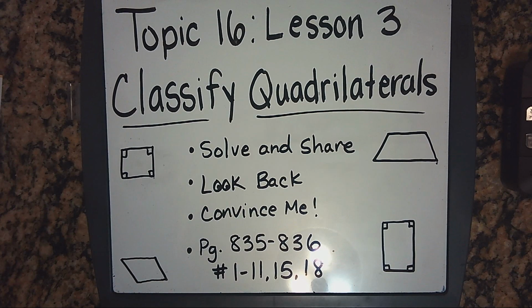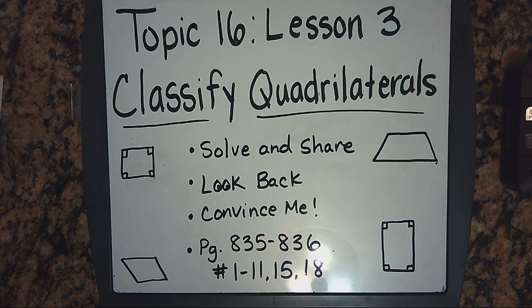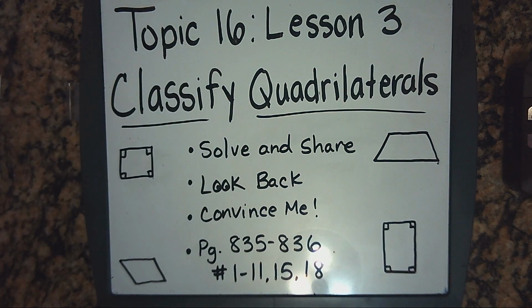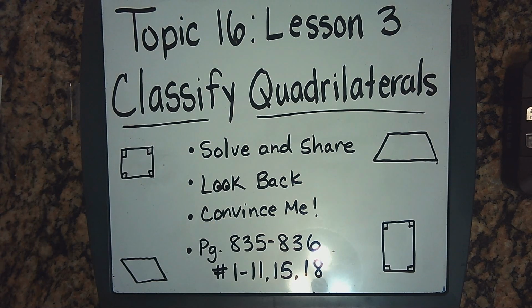And a way that you can help remember that quadrilateral means a four-sided shape is the word part quad, which means four, like a quad has four wheels. So quadrilaterals have four sides. All of the shapes we are looking at today will be quadrilaterals.